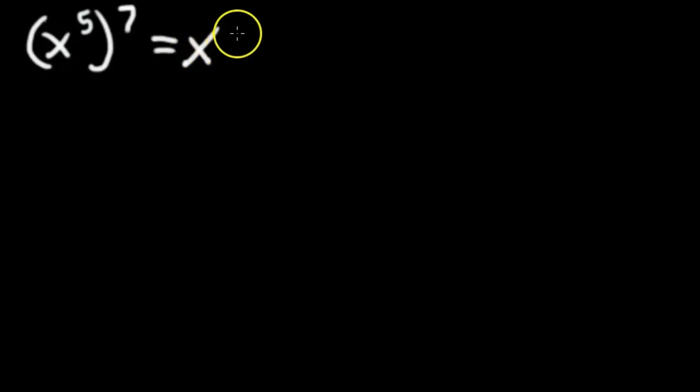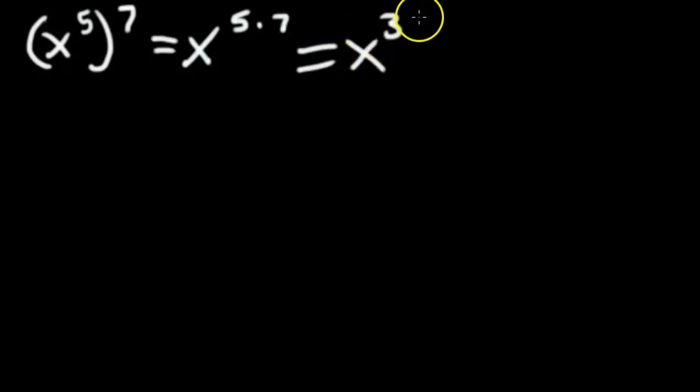Let's say we have x to the 5th to the 7th power. In a situation like this, what do you think we need to do? Whenever you raise an exponent to another exponent, you multiply the two exponents. So you have x to the 5 times 7, which gives you x to the 35.